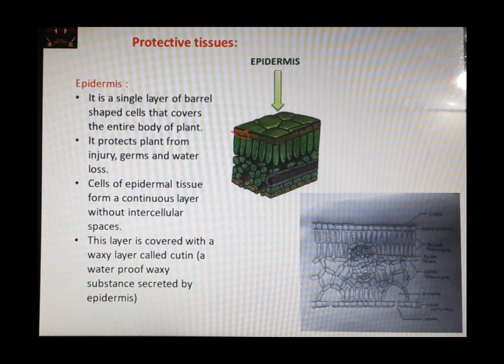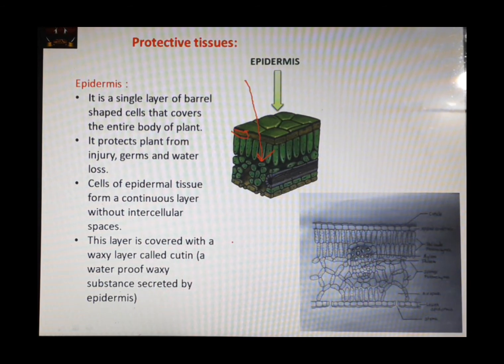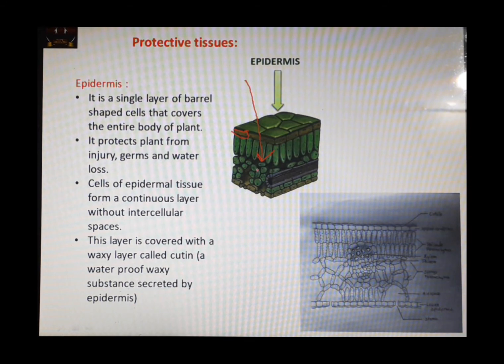The third point is that the cells of epidermal tissue form a continuous layer without intercellular spaces. See here, the cells are compactly arranged so that nothing would come inside the plant unless the tissue is intact. That is how it is protecting the plant from any injury, germs or water loss. Then this layer is covered with a waxy layer called cutin. It is basically present in leaves. What is cutin? Cutin is a waterproof waxy substance secreted by epidermis. Now this cutin is going to form a layer which is known as cuticle.